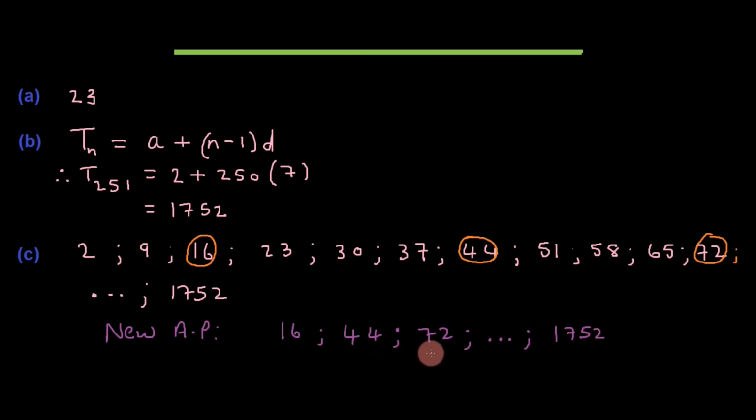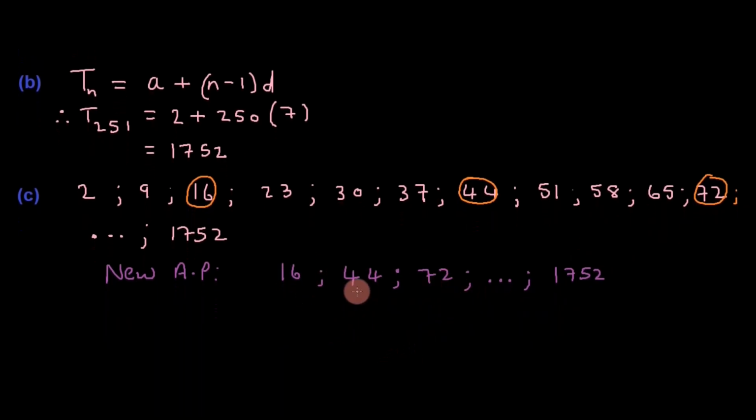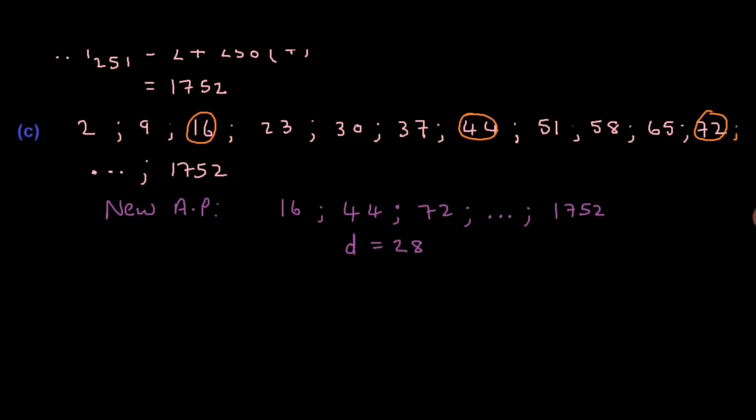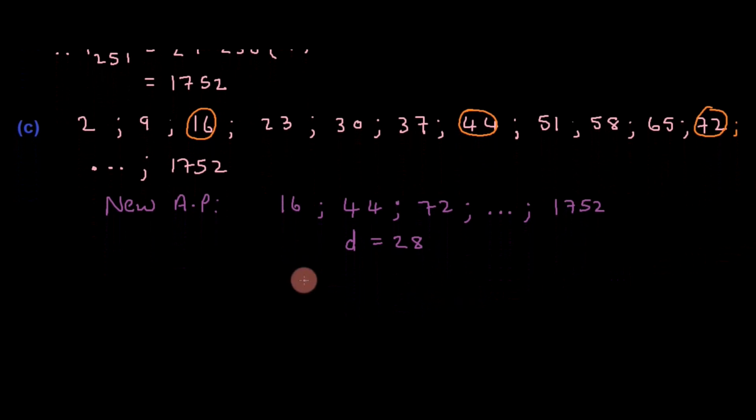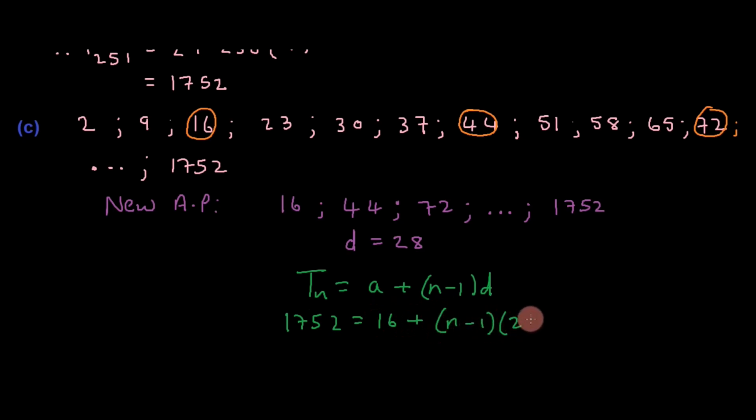We can check that this is an AP by taking term 2 minus term 1, and then term 3 minus term 2. In this case, we see that the common difference D is 28. So we must find the number of terms in this new AP. So once again, using T sub n equals A plus n minus 1 times D. The nth term is 1752. The first term is 16. We want n, and the common difference is 28.